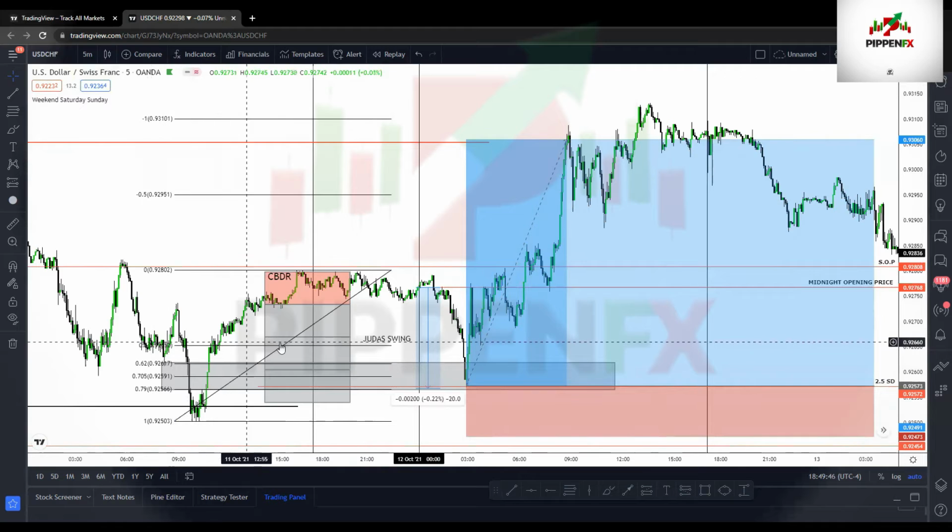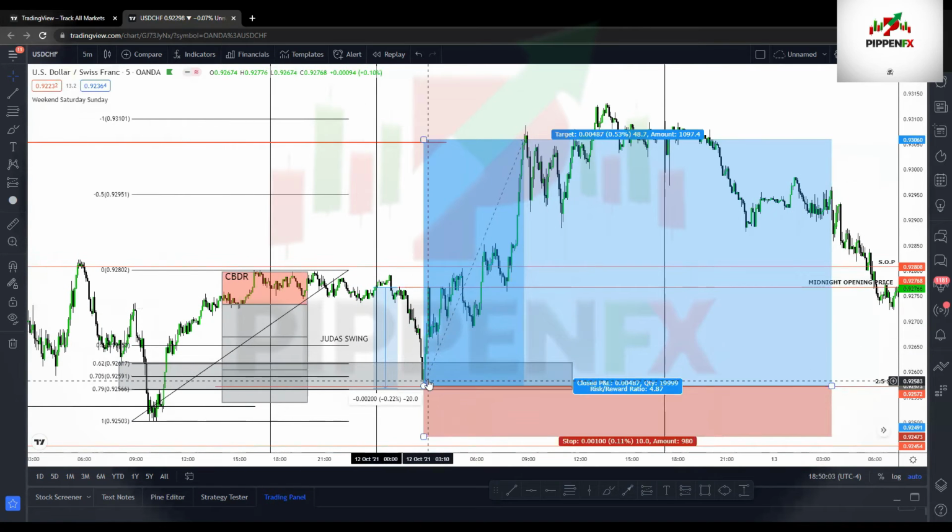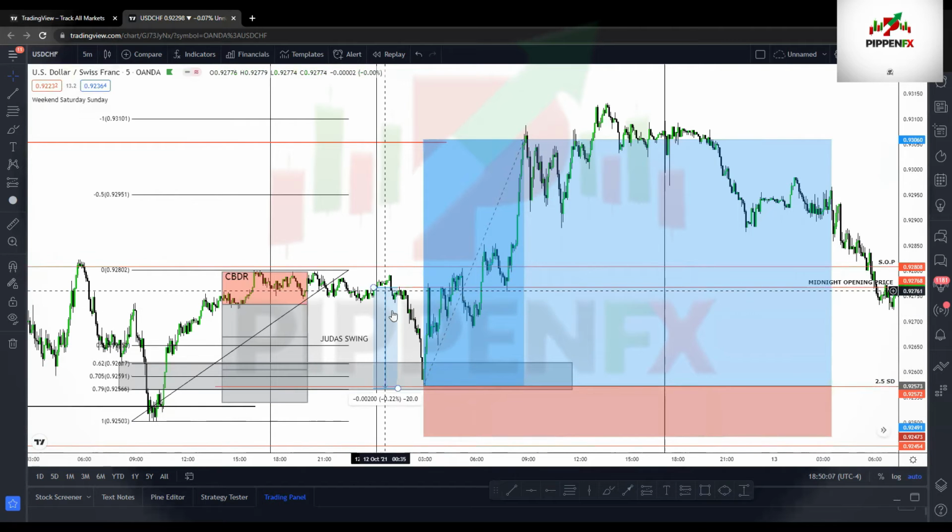Anything under 50 of this range is a discounted range. So when you're looking to buy, you don't want to buy at a premium, you want to buy at a discount. Ultra discounted prices come at 70 and 79, which is your OTE level. Price trades down to your OTE levels at 3 a.m. in the morning. You have your Judas swing. You have 20 pips from your 12 o'clock open, and you have 2.5 standard deviations, and you have your OTE levels.